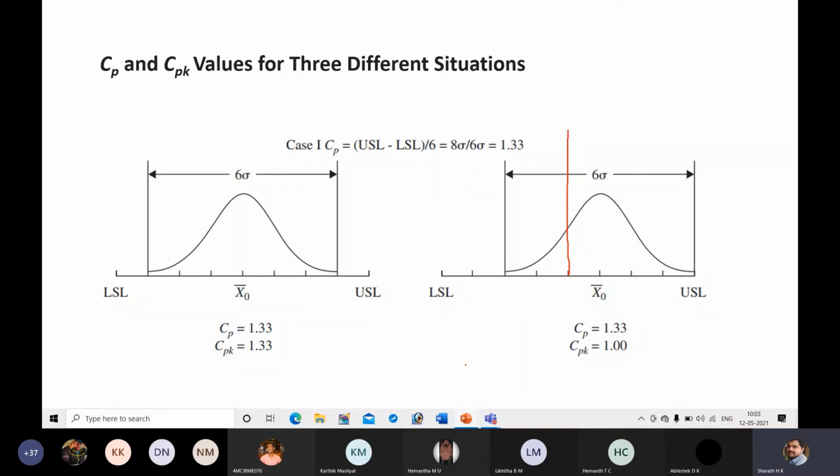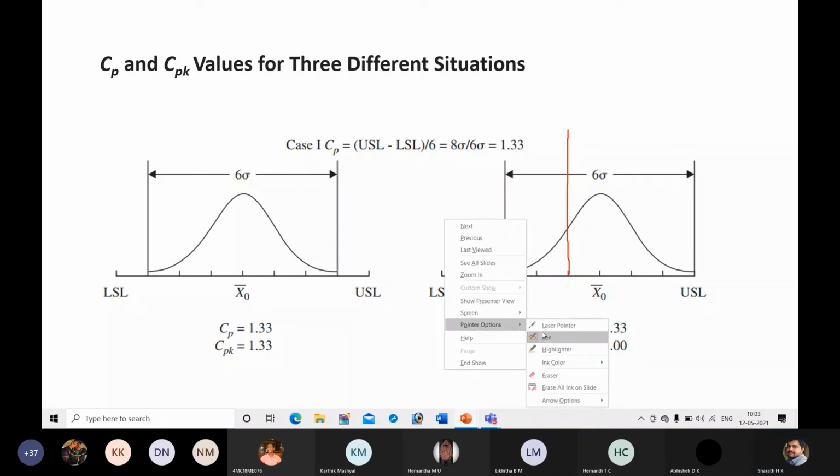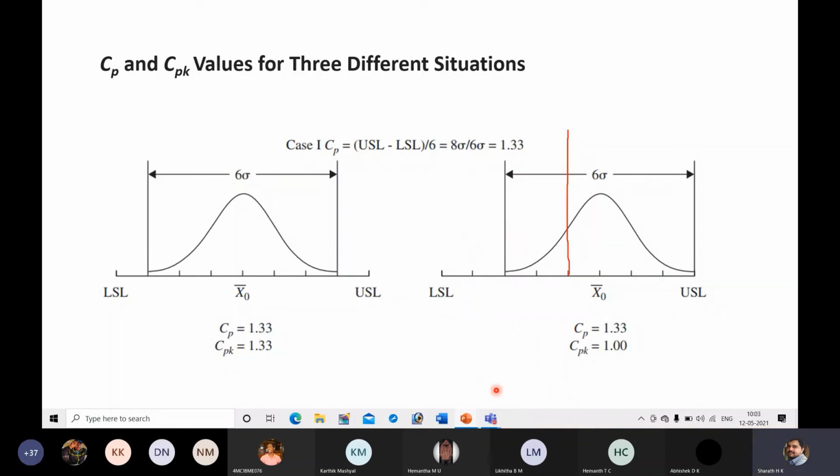Because of this shift, you can see the change in the value of the performance indicator or performance index. If you consider the capability index, again the value is the same, but if you consider the performance measure, it is different. That's why there is a difference between capability and performance measure.